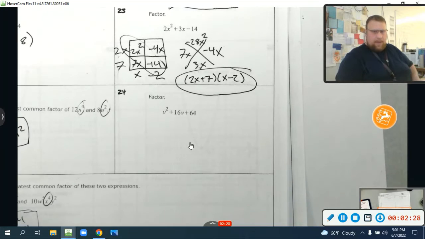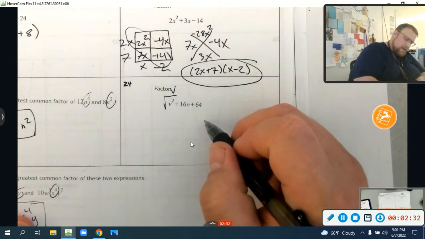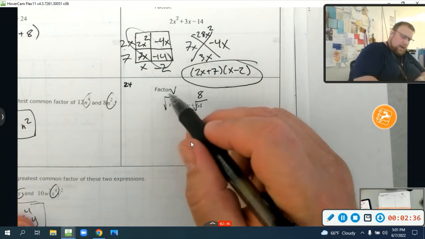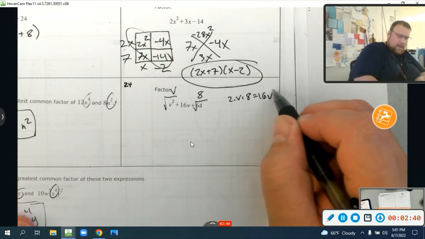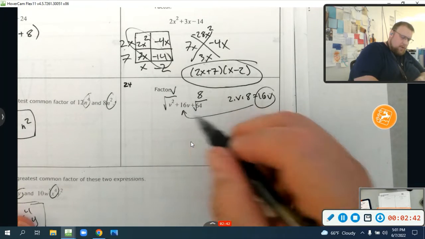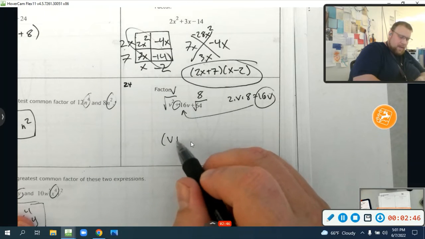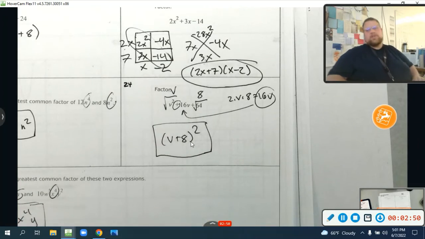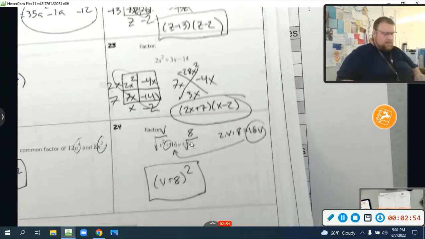Last one for this page is going to be a special one, because I noticed this is a perfect square. V is the square root. This is a perfect square. 8 is the square root. Now we got to multiply 2 times v times 8, which equals 16v, and that matches the middle term, which means my answer is, because this is a positive, v plus 8 squared. You're welcome to use the generic rectangle and diamond, but I like those perfect square trinomial shortcuts.